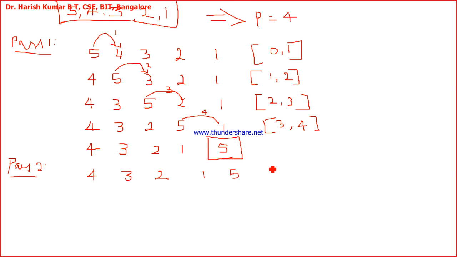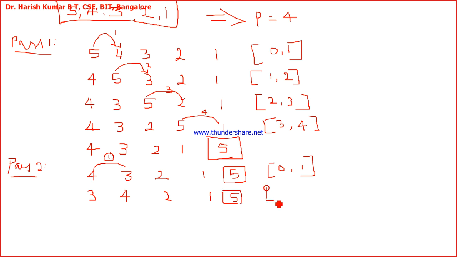Now again it starts from 0 comma 1. So compare the elements at index 0 and 1, that is 4 and 3. This is the first comparison in the second pass. Again this is smaller than this, so a swap is required: 3 4 2 1 5. Let me put a square around 5 because it has already taken its position.